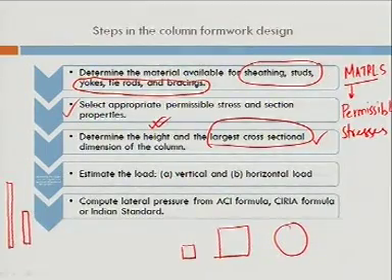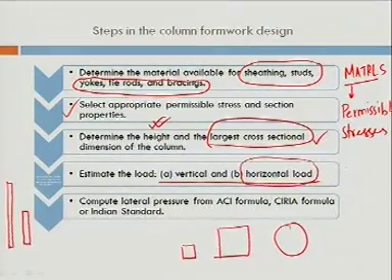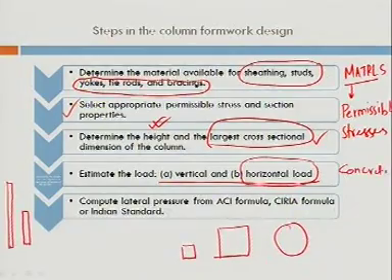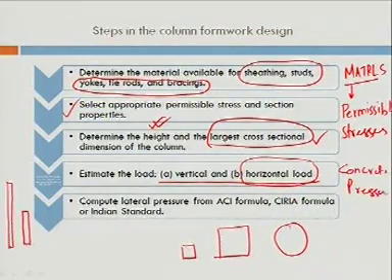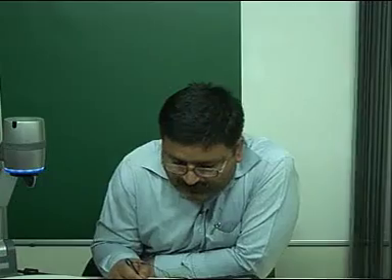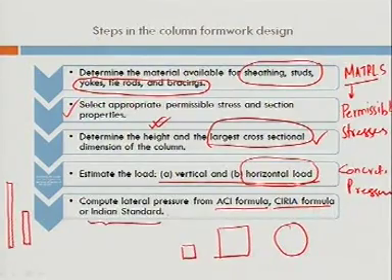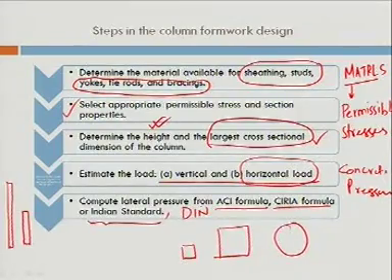Then these are some usual steps. You have to estimate the load, both the vertical load as well as the horizontal load. Horizontal load is basically the concrete pressure. You know how to calculate it. You can calculate it by the ACI formula, or using the CIRIA formula, or using Indian Standard formulas, or maybe you can use a DIN standard as well. So, any one of these methods, depending on your requirement, you can use to calculate the lateral pressure.